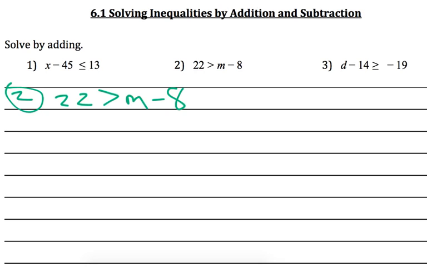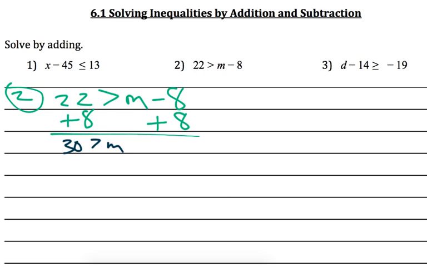Let's look at this and remember, pretend this isn't even here. It makes it complicated. It's just an equal sign in your head. So let's add 8 to both sides, because that's how you would have solved these one-step equations in the past. And then we'll get 30 on the left side is greater than m.